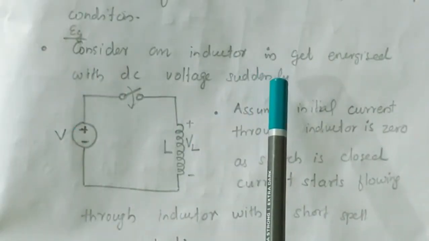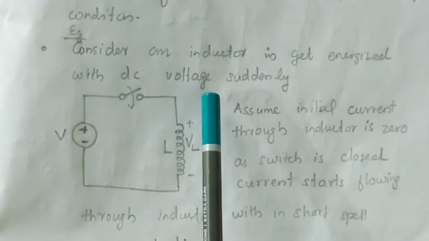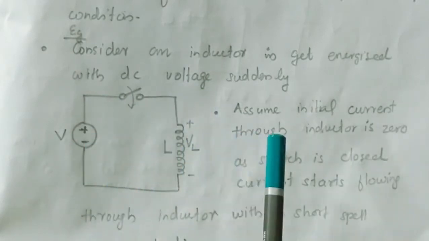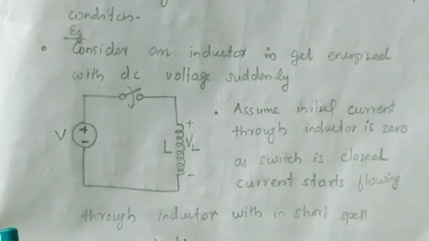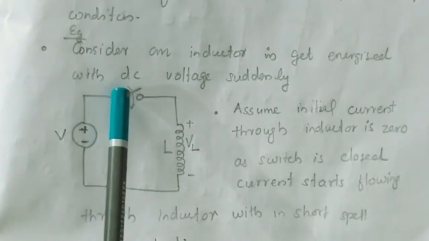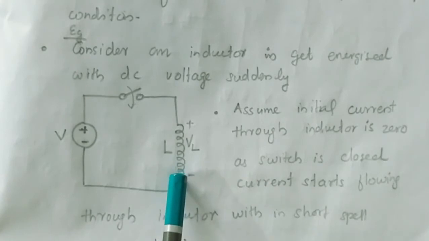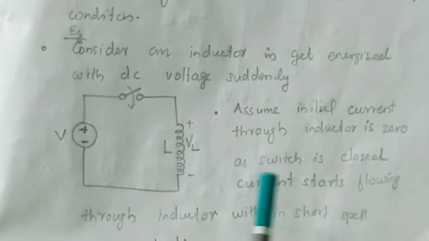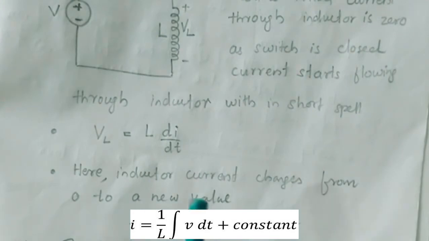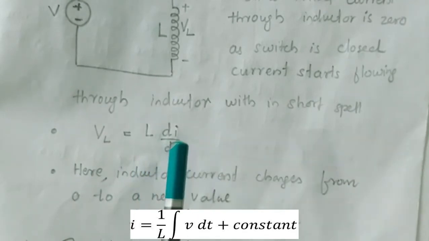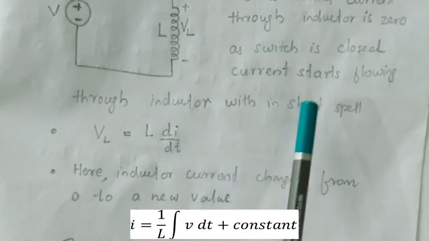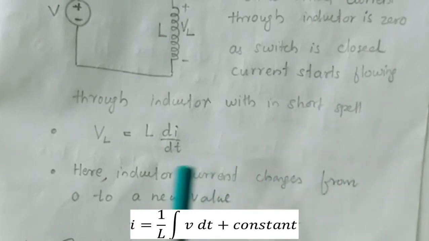Consider an inductor that is energized with DC voltage suddenly. Assume initial current through the inductor is 0 during the time of switching. Before the circuit is closed, current through the inductor was 0. So whenever the switch is closed, current starts flowing through the inductor within a short spell. We know the voltage current relation in the case of an inductor as VL is equal to L into di by dt. So as the current starts flowing within a short spell, dt is near to 0.